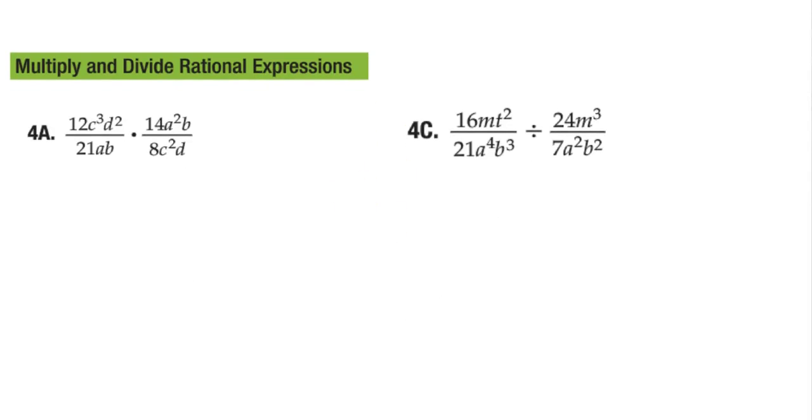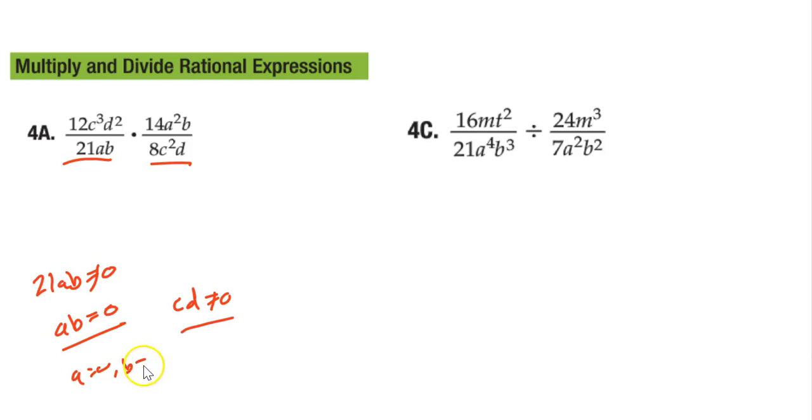Now first, you can't forget restrictions, right? So I'm going to look at this. And again, you set it equal to 0. Not equal to 0. And then you go AB cannot equal 0. Same thing here. You just go CD cannot equal 0. So my restrictions, any variables in the bottom, they just cannot equal 0. And actually, you just say A cannot equal 0, B cannot equal 0, C cannot equal 0, and D cannot equal 0. Right? It's all separate.